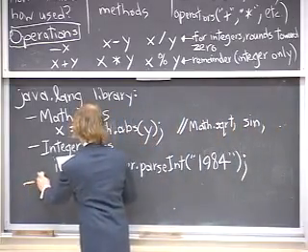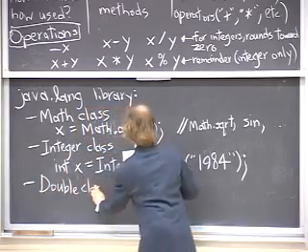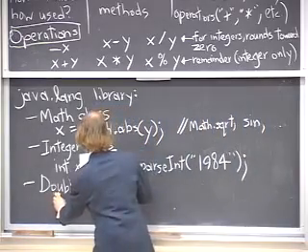And there's a Double class. And the Double class has a similar function called parseDouble.